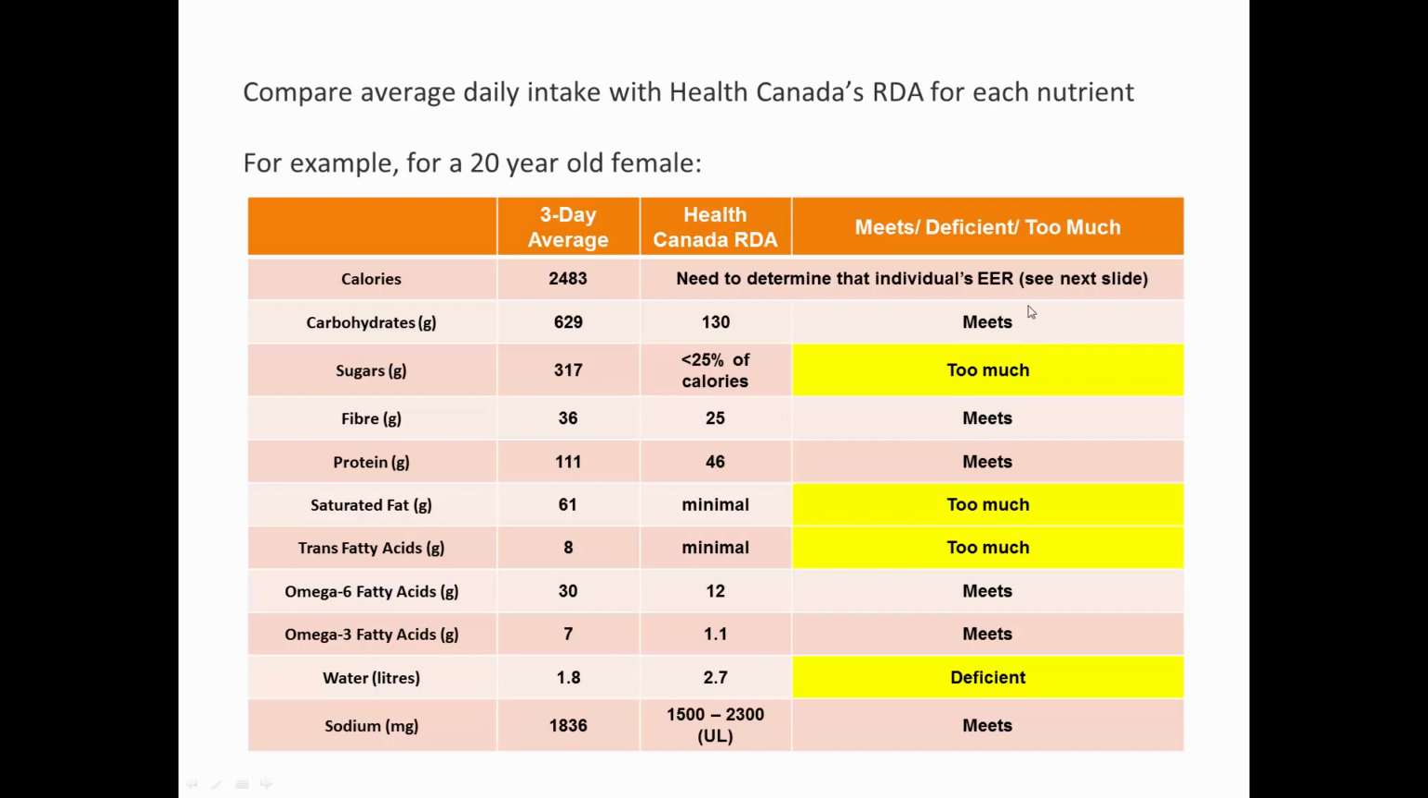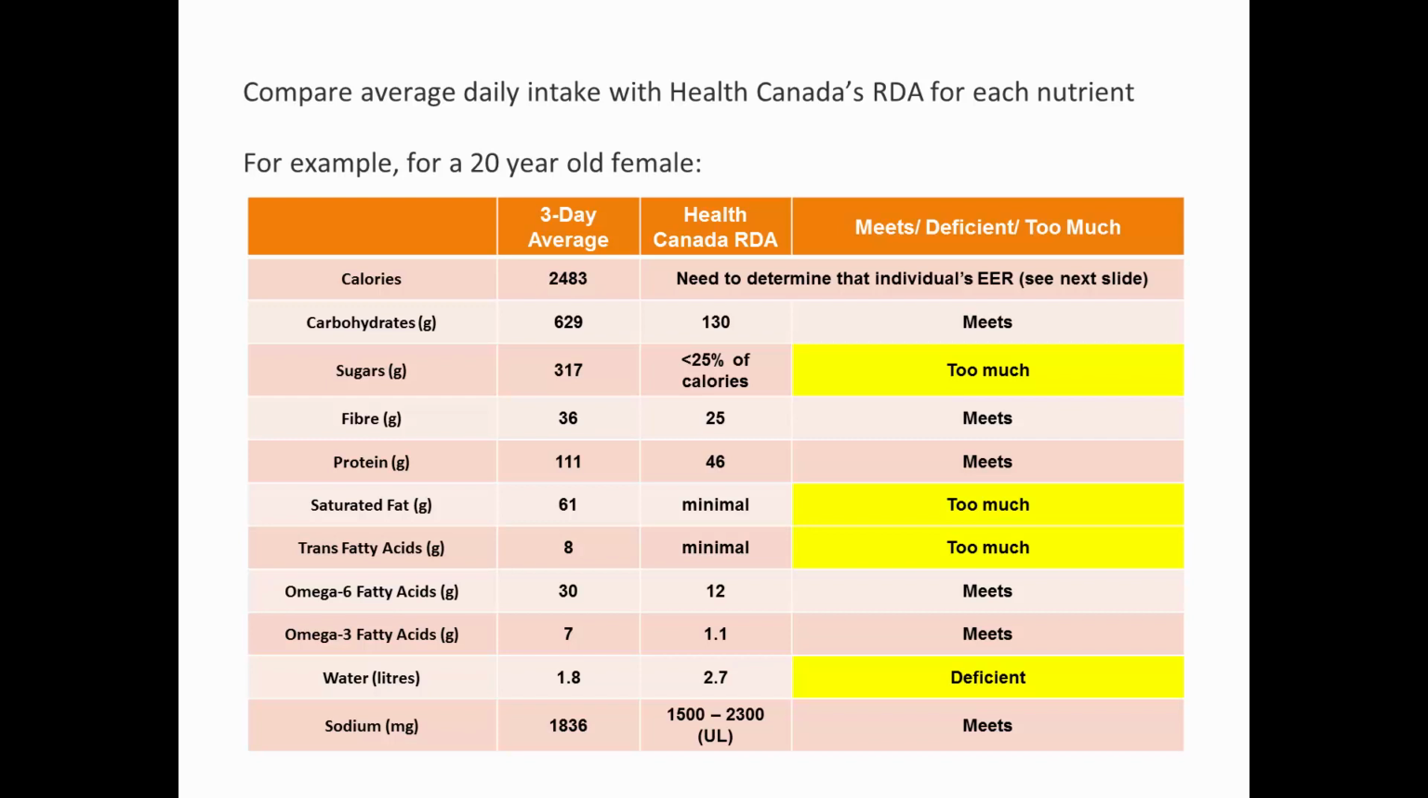So we can see, okay, are we meeting their recommendations for carbohydrates? Are we having, in this case, too much sugar, too much saturated fat, too much trans fatty acids? They're deficient in water, and so on. So this is very educational. Nutritionists will do this when they're trying to evaluate a person's diet initially, and there's value in doing that maybe once, but this doesn't really help us day to day.